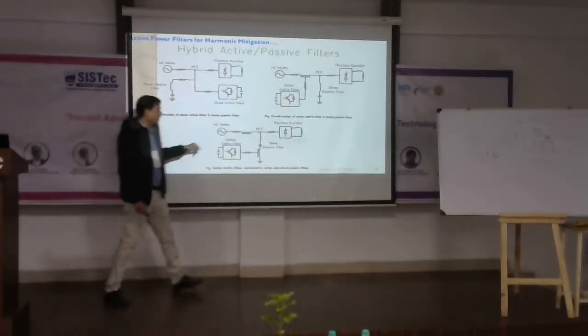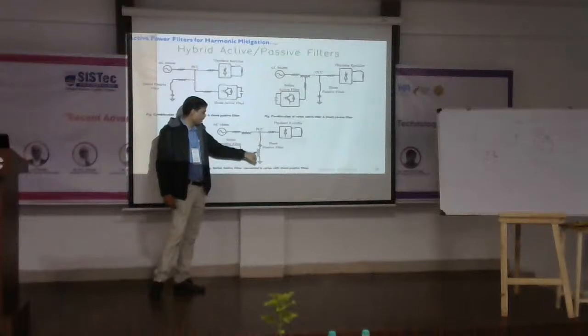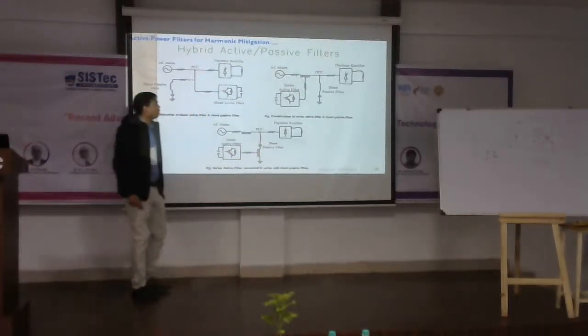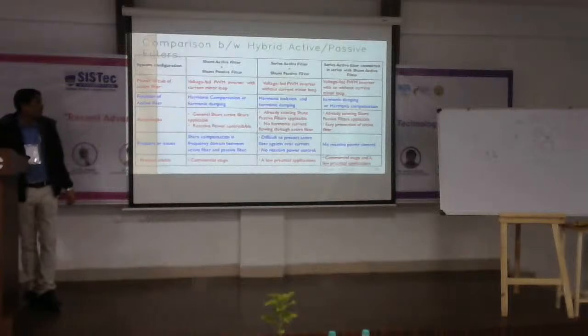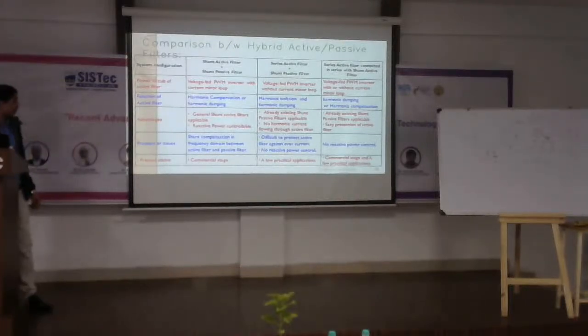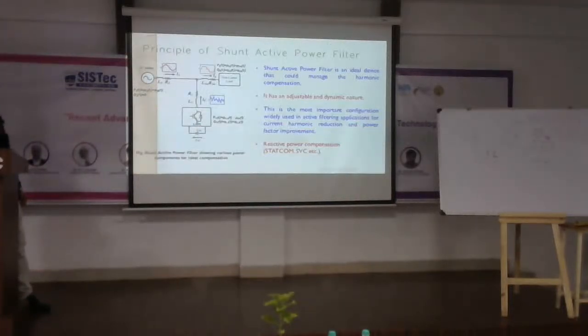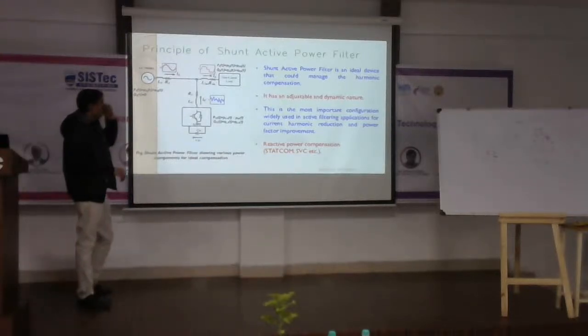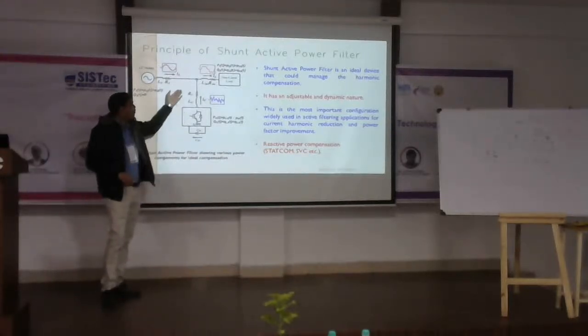And yes, you can see it is a shunt, and here that is connected as a series. Okay, so that is also a hybrid system. So these are the comparison of hybrid active filter and active filter. And yes, I am taking the example of the shunt active filter. So in the shunt active filter, what is the important thing with that? How will it work?